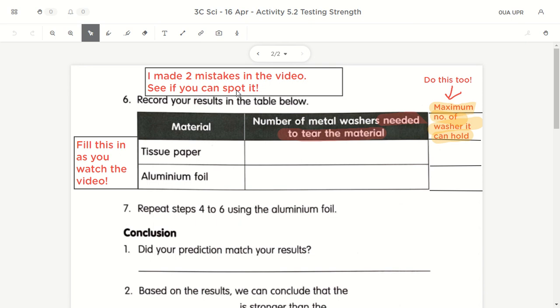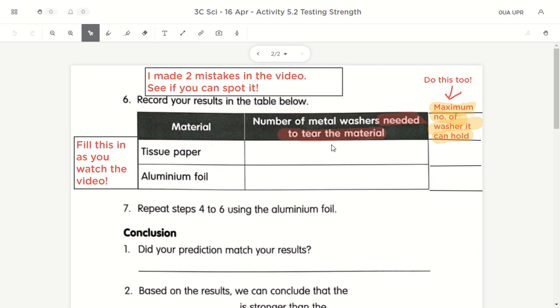I was thinking of the number of washers needed to tear the material versus the maximum number that it can hold. So in my mind, when I was doing the video, I was thinking about the maximum number of washers it can hold rather than the amount needed to tear it. This was a very big mistake, and that's what led to the additional box over here. So what I want you to do is also to draw this box out. I know there's not a lot of space, but if you can include it, it will be best. Then write the numbers there.